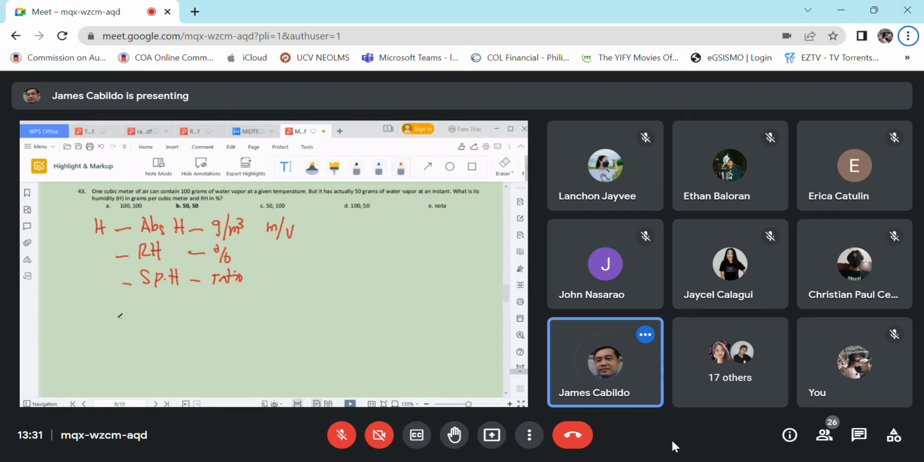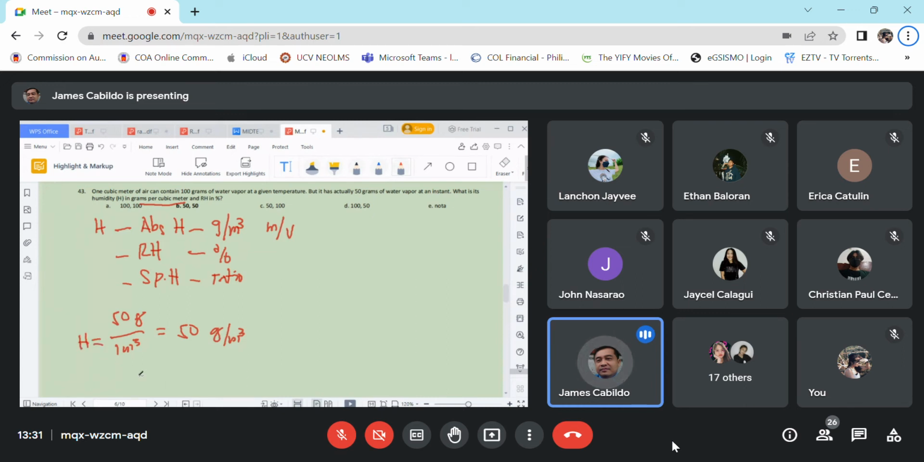So okay, we're ready to solve now. What is being asked in here is the absolute humidity. So definitely, because the actual water content is we have, say, 50 grams of water in 1 cubic meter volume. So definitely that is 50 grams per cubic meter. So ito yung humidity na tinatanong sa problem.